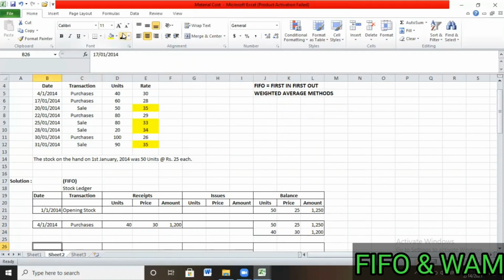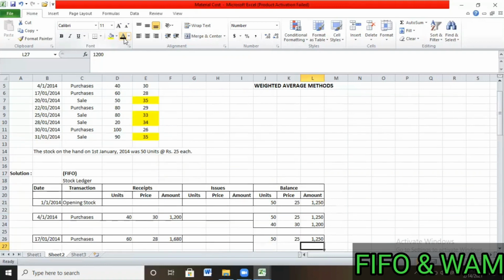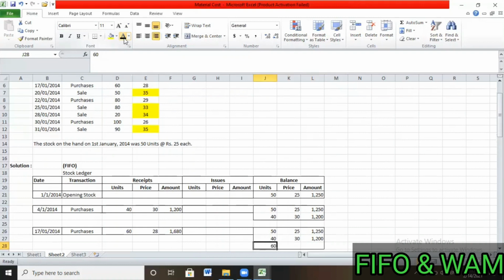The next transaction taken place on 17th January. Again it is a purchase, and this time the quantity is 60 units at 28. So here what you have: your opening 50 units at the rate of 25, which is 1250. You had another 40 units purchased at the rate of 30, so that cost around 1,200. And the latest one is 60 units at 28. That means 1680 pricing.